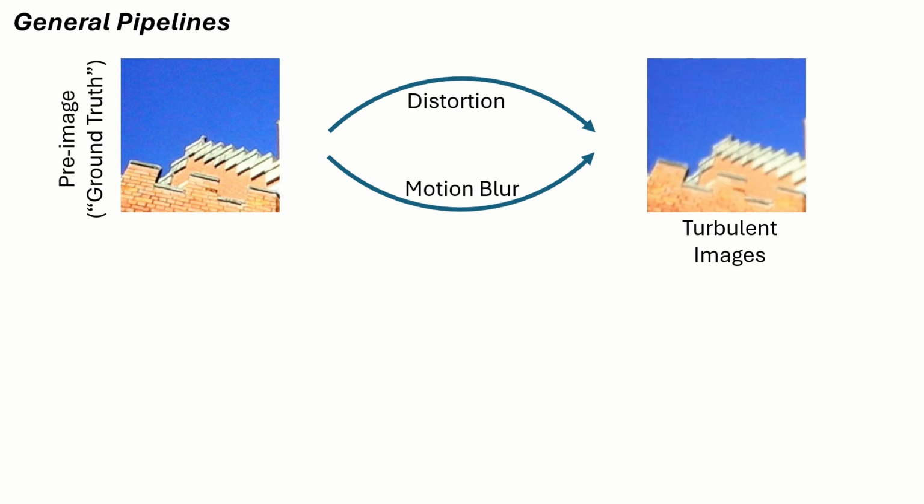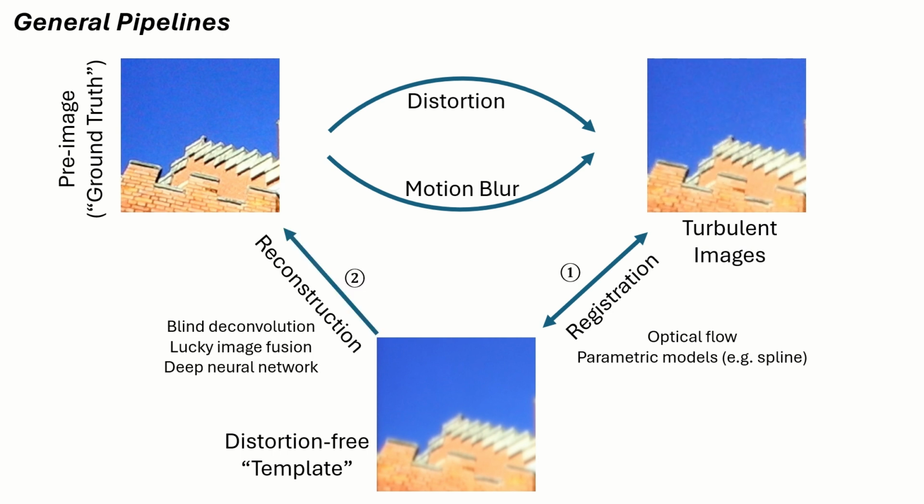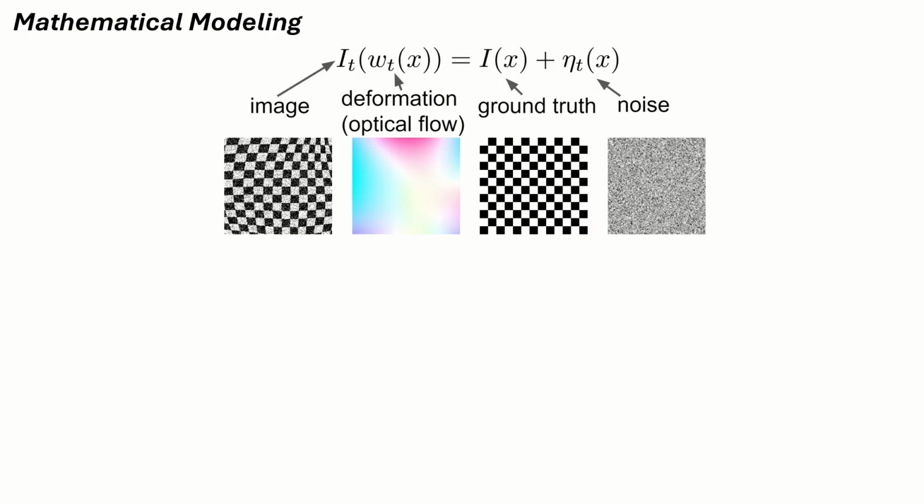As you can imagine, this task is quite challenging due to the difficulty in obtaining ground truth training data. So, instead of designing a new learning scheme, we went back to the fundamental principles to see where we can improve. Here is an overview of most of the existing methods. Given a sequence of turbulent images, the goal is to register each image to a distortion-free template of the scene, and then integrate these images to reconstruct a clean image. Various techniques, such as blind deconvolution or deep learning, can be employed for this purpose.